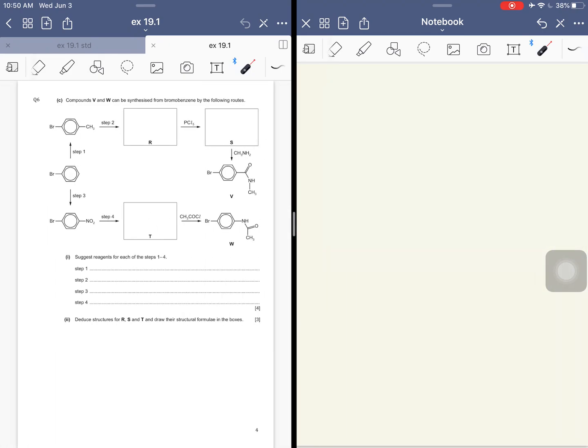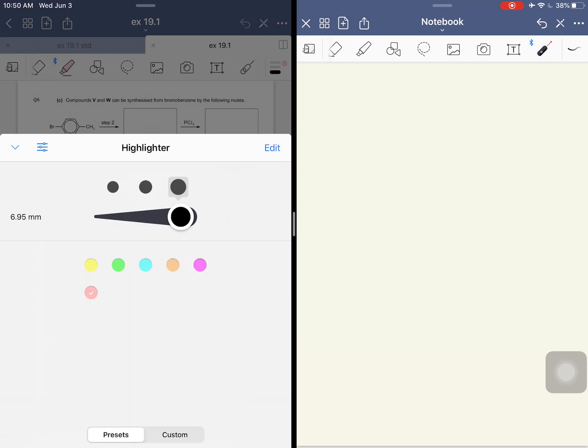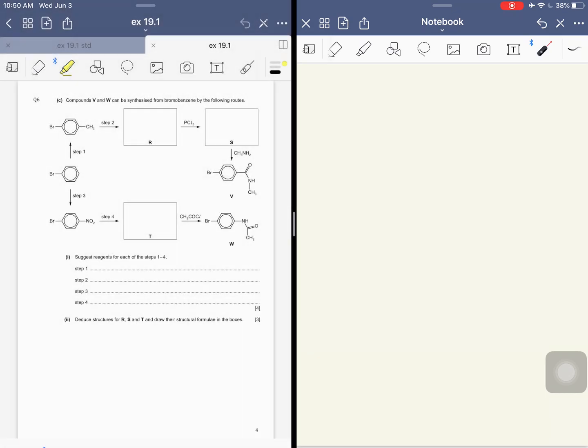Next is question 6. For question 6, let's have a look at this. We start with step 1. You have a bromobenzene, and then in step 1 you have attached your CH3 group. So CH3 has been added. So you have to look at your benzene topic. How do you attach an alkyl group to a benzene? That's a hint: alkylation.